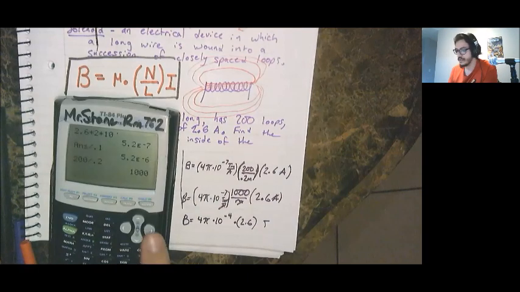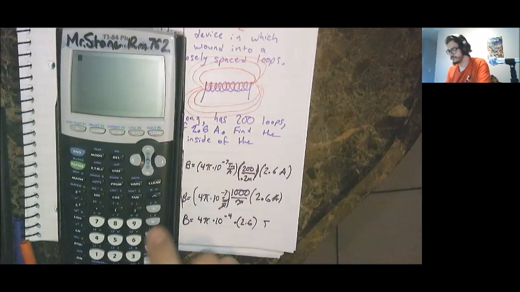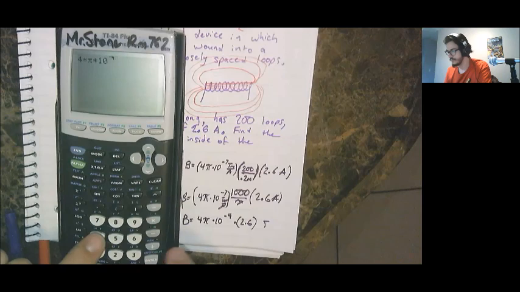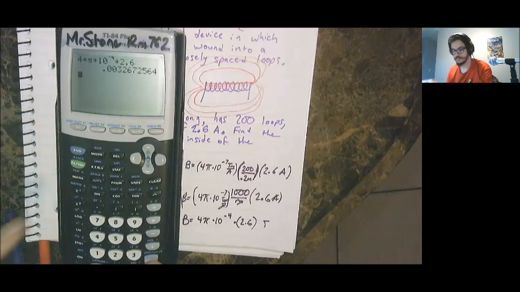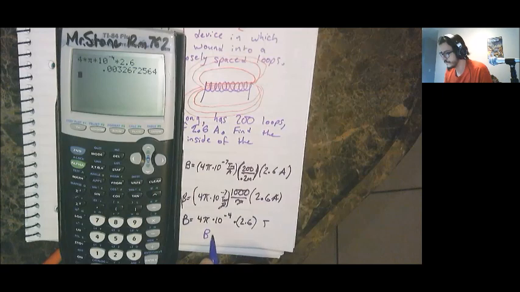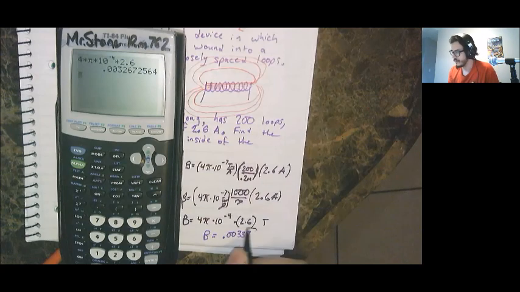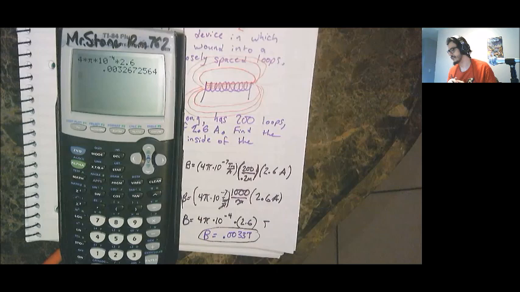We didn't have anything to get rid of that pi, so we actually do have to hit the pi button. 4 times pi button times 10 to the negative 4th times 2.6. And this time, we got 0.003 Tesla. Much closer to a refrigerator magnet. That is, this would be to the negative third power. So about 100 times more powerful than the Earth's magnetic field, but with the same current that used to only give us 1/10 of the Earth's magnetic field.